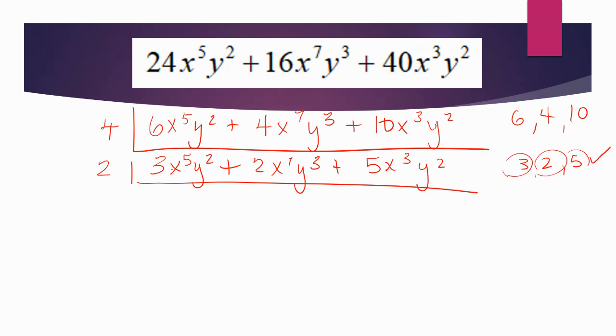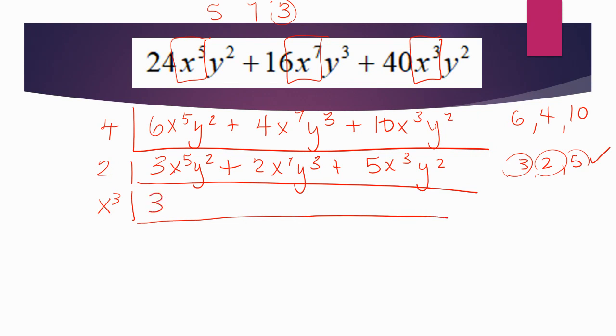Next down the line is x's. So x to the 5th, x to the 7th, x to the 3rd. What is the lowest exponent? I have a 5, a 7, and a 3. So the lowest exponent is going to be 3. So I'm going to go ahead and pull out x to the 3rd power.